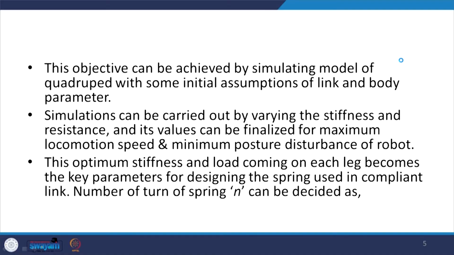The objective can be achieved by simulating a model of the quadruped with some initial assumptions of link and body parameters. Simulation can be carried out by varying the stiffness and resistance, and its values can be finalized for maximum locomotion speed and minimum posture disturbance of the robot. Now, the optimum stiffness and load coming on each leg become the key parameters for the design of the spring used in the compliant link.